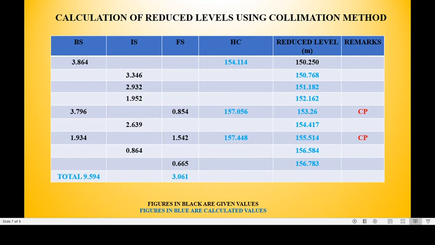Then we need to calculate the reduced level of the other stations. In the second station, the reduced level is calculated by subtracting 3.346 from the height of collimation, that is 150.768. Then the reduced level of the third station is calculated by subtracting 2.932 from the height of collimation, 154.114. So in this way we have calculated all the reduced levels and the height of collimation at the change point has been calculated.